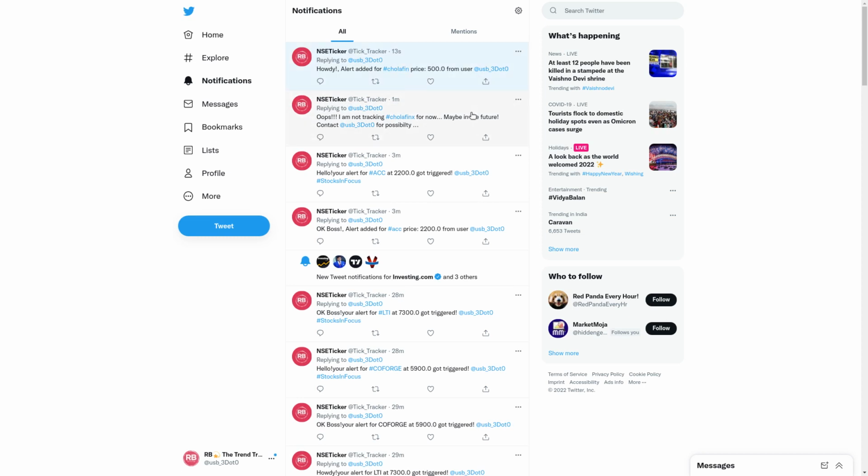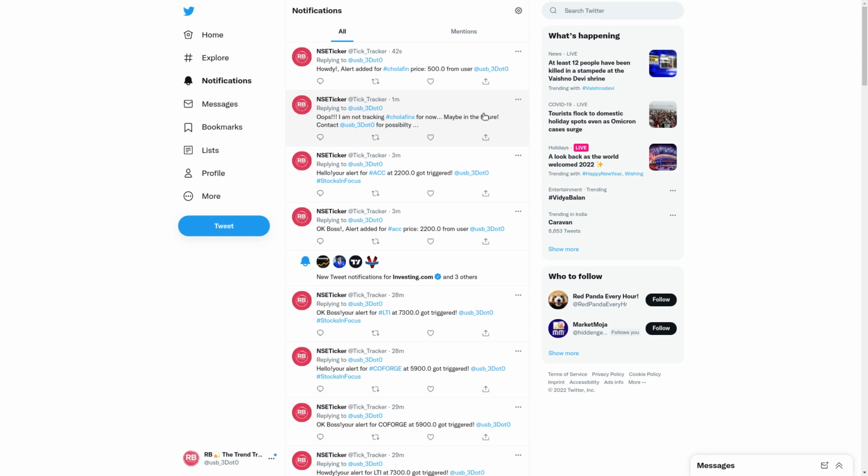But in the last trading session, Cholafin went towards 510, so that was the low it made, and as a result, in ACC it gave you a notification that 2200 was triggered, just because ACC actually moved from below 2160 towards 2215. So that got triggered in the last trading session, but for Cholafin the alert was not added in the last trading session. So I hope this particular app is going to help me, and this is something which I'm very much excited to launch on the 1st of Jan 2022. Let's see how it goes.